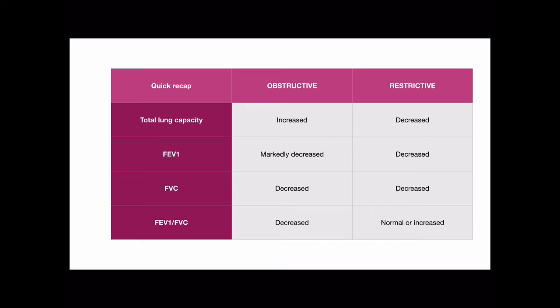FEV1 and FVC are always decreased in both obstructive and restrictive lung diseases, but one thing to note is that FEV1 is markedly decreased in obstructive lung diseases. So because of that, the FEV1 over FVC ratio in obstructive lung diseases is always decreased, whereas in restrictive, it can be normal or even increased.